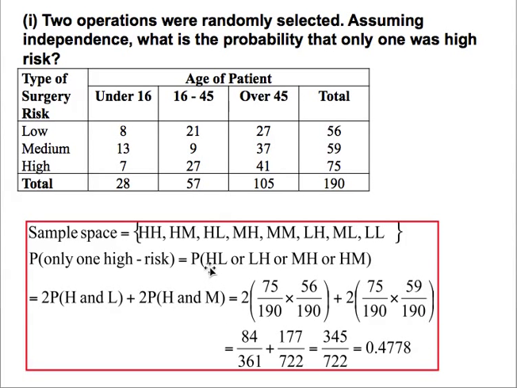So the probability of a high risk is 75 over 190. Probability of a low risk is 56 over 190. Multiply that. Probability of a medium risk is 59 over 190. Probability of a high is 75 over 190, multiply. And then, of course, each of these you multiply by 2 because you have to consider if the first one was high and the second one was low, or if the first one was low and the second one was high. Okay? And then sum to get your answer.